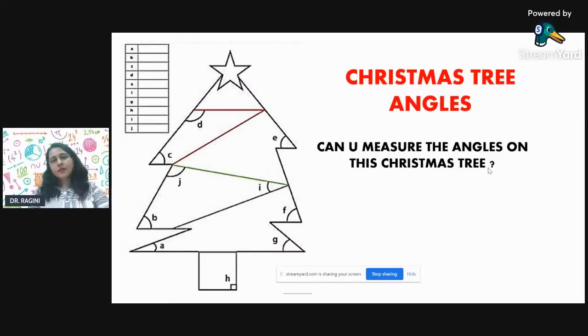Christmas triangles. This could be done when any of the festivals are coming up. Related to festivals, a drawing can be given, an outline can be given to kids to mark with different angles, and they could be asked to measure the angles and give it back to the teacher. Or they can make their own Christmas tree even, measure the angles and send it back. So these are simple and interesting ways to keep kids engaged in lots of activities during the class.